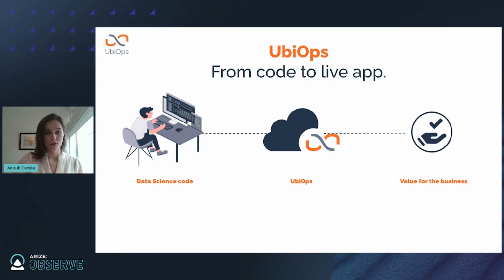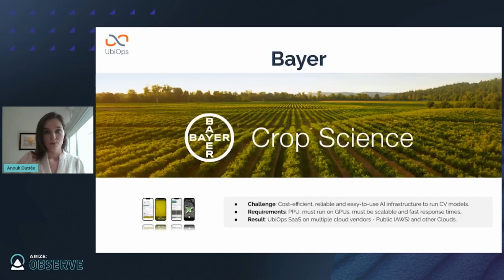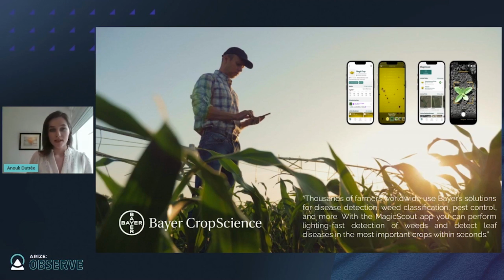So maybe to put that in a little bit of context, I wanted to go through an example case of Bayer, because this is basically the real life scenario of what we're going to do in a little bit. Because we're going to deploy a computer vision app together. And Bayer Crop Science did the exact same thing with us. They've got an app called Magic Scout, which is an app for farmers worldwide.